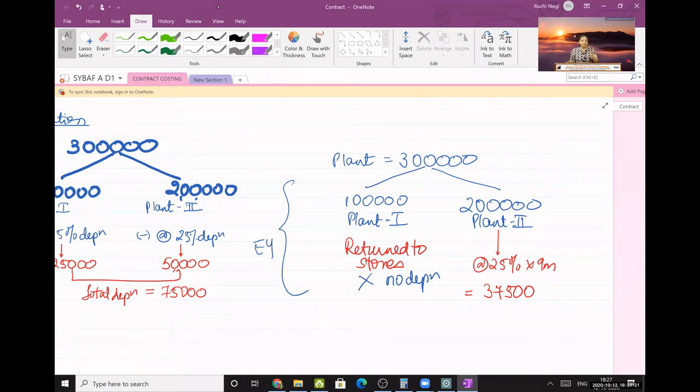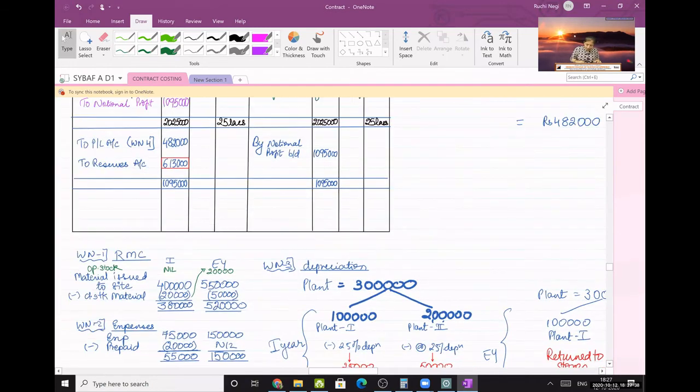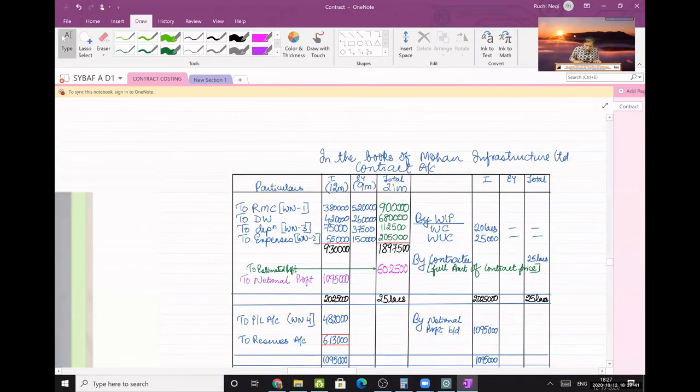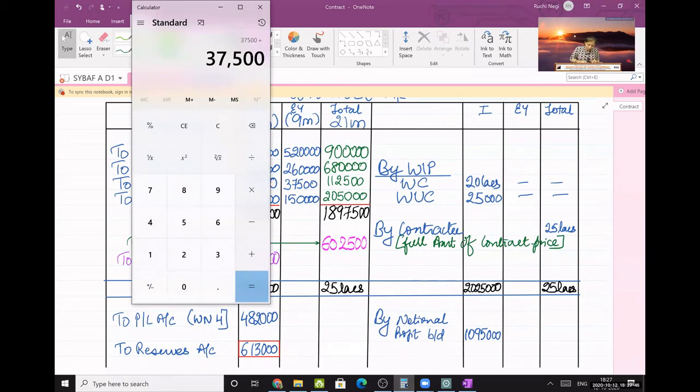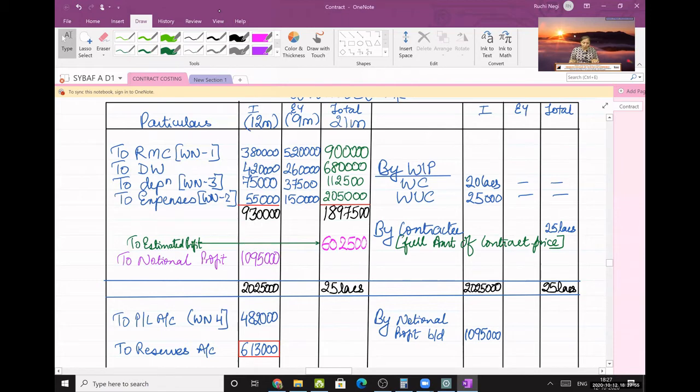और याद है जब मैंने आपको कॉन्ट्रैक्ट की थ्योरी करवाई थी, मैंने बोला था expenses related to the contract will come into picture. So I'm not using this plant for the estimated year, so I will not give depreciation for it. Okay. So depreciation 75 and 37,500. Close it. So 1,12,500 is my total. Then WIP closing.